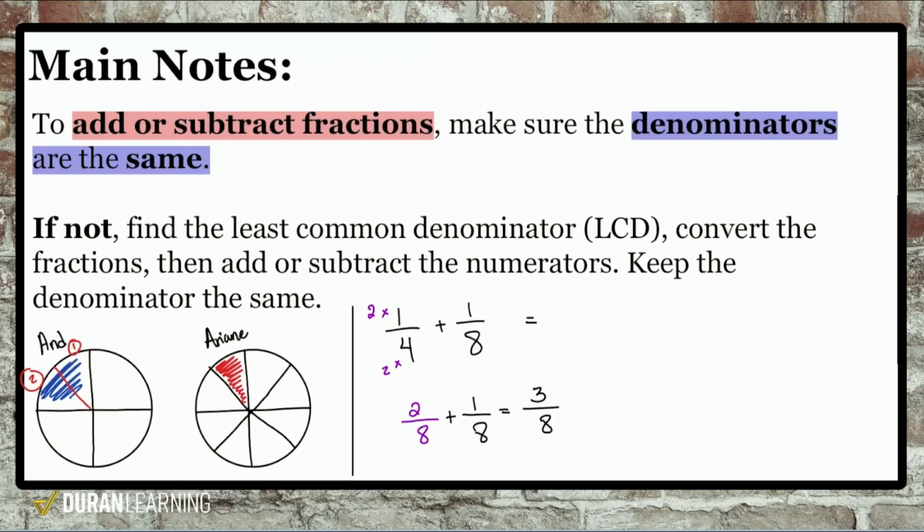So let me just recap, and I'll let you take your notes in full. When you want to add or subtract fractions, just make sure the denominators are the same. If they're not, find that least common denominator. Typically that's called an LCD, least common denominator. And that way you're allowed to convert those fractions and then do the math. Keep the denominator the same, and we are good.